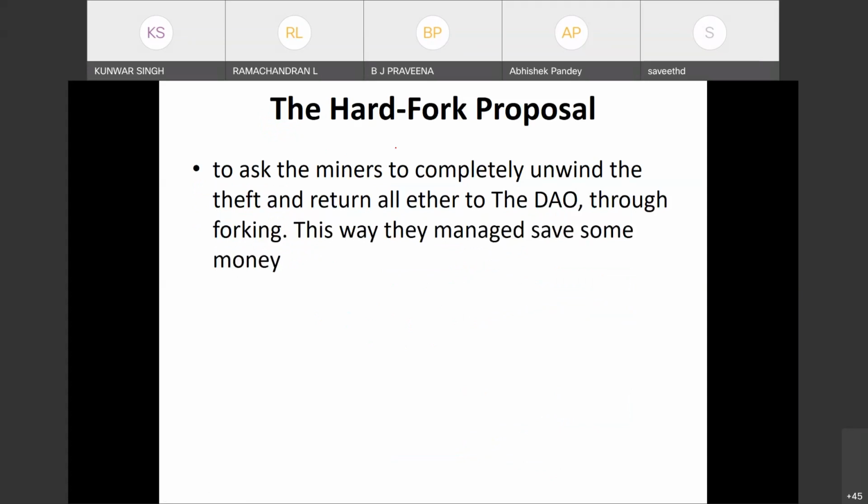They would have withdrawn all the DAO money, but they saved 2/3 of the money. Only 1/3 was siphoned. They saved it because of hard forking. So I have told you this one.